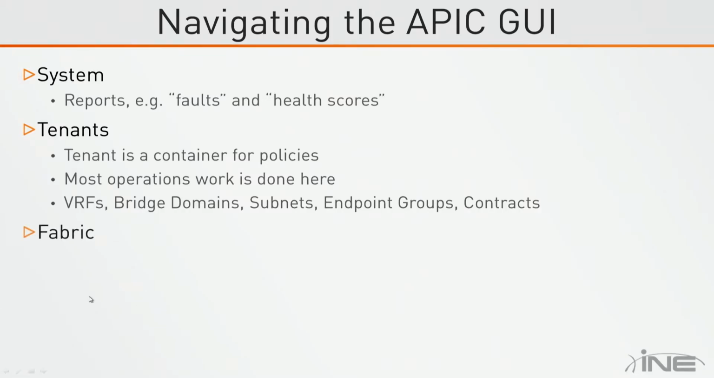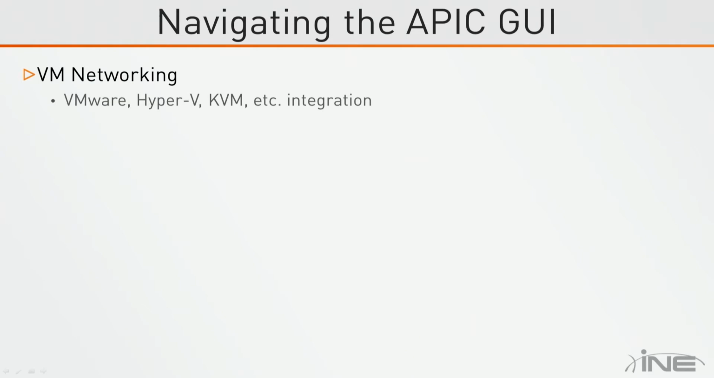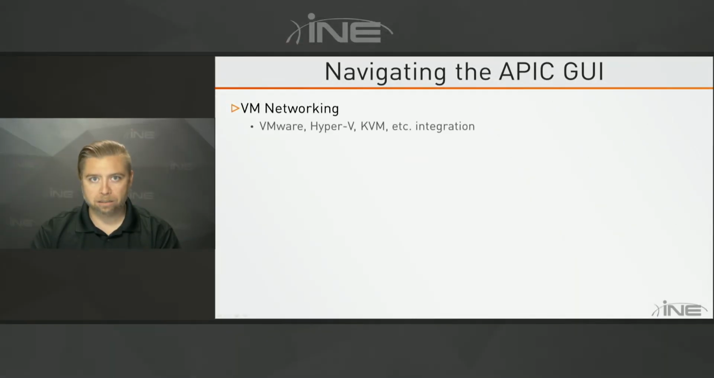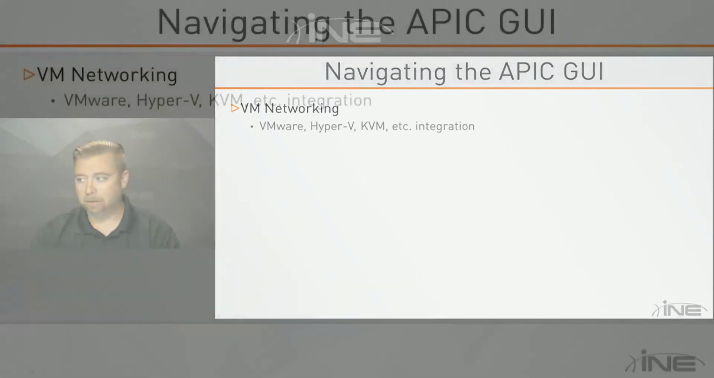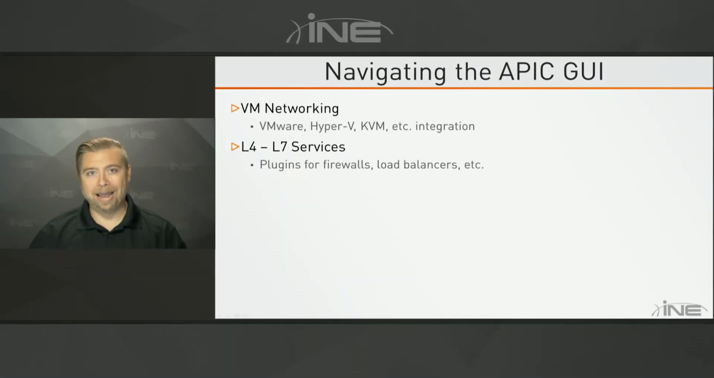Okay, then next we have virtual machine networking. VM networking is going to be if we're talking to VMware vCenter, Microsoft Hyper-V SCVMM, or whatever the other management applications are for the different hypervisors like KVM, etc. Then we have layer 4 to layer 7 services. This is going to be for what's called a service graph or for service chaining.